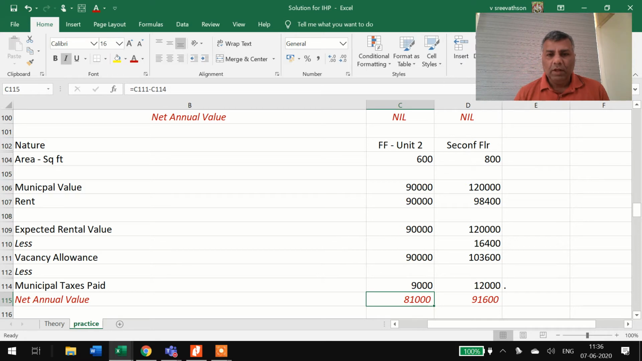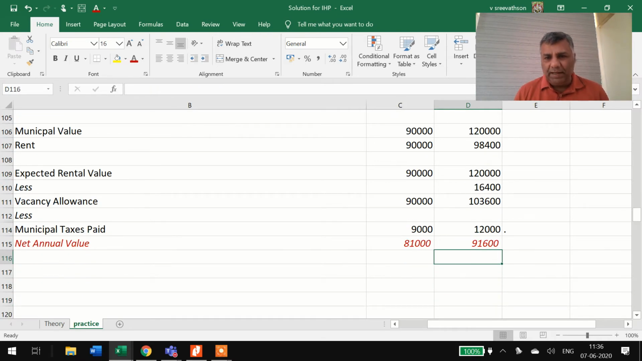Okay, sir. Similarly for house 2. House 2, I will have 4,80,000 divided by 3,200 into 800, or 8,200 into 12, whichever is higher, minus 16,400. 8,200 into 2, 16,400 vacancy allowance. Rent per month into number of months of vacancy. So I get my GAV less municipal taxes, which is my NAV.